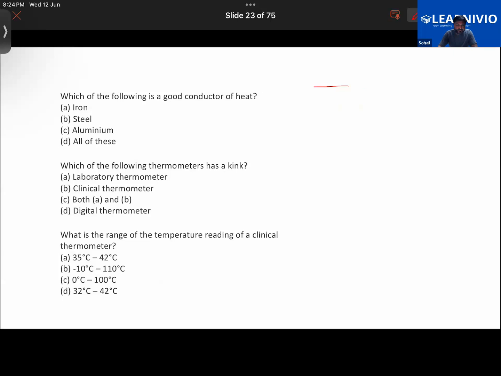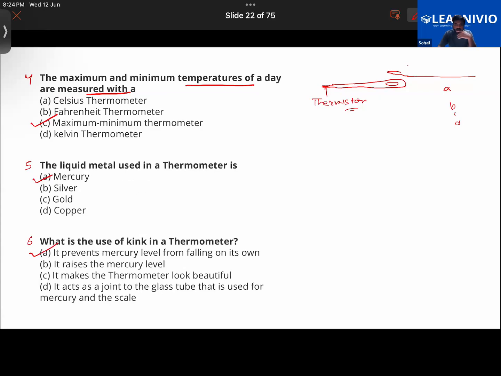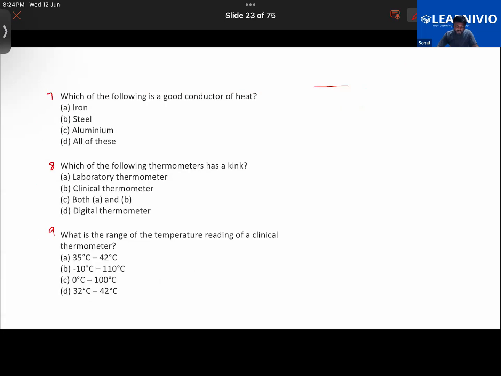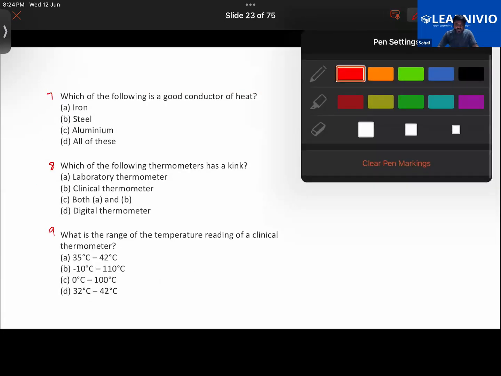Okay, we have a few more questions. So my answer for the mercury was right. Which one? The second one, the liquid metal used in a thermometer is mercury. Yeah, exactly. That is mercury. Okay. And for question number 4, that is maximum and minimum thermometer. Okay, guys, answer this question also. Try to answer it quickly.